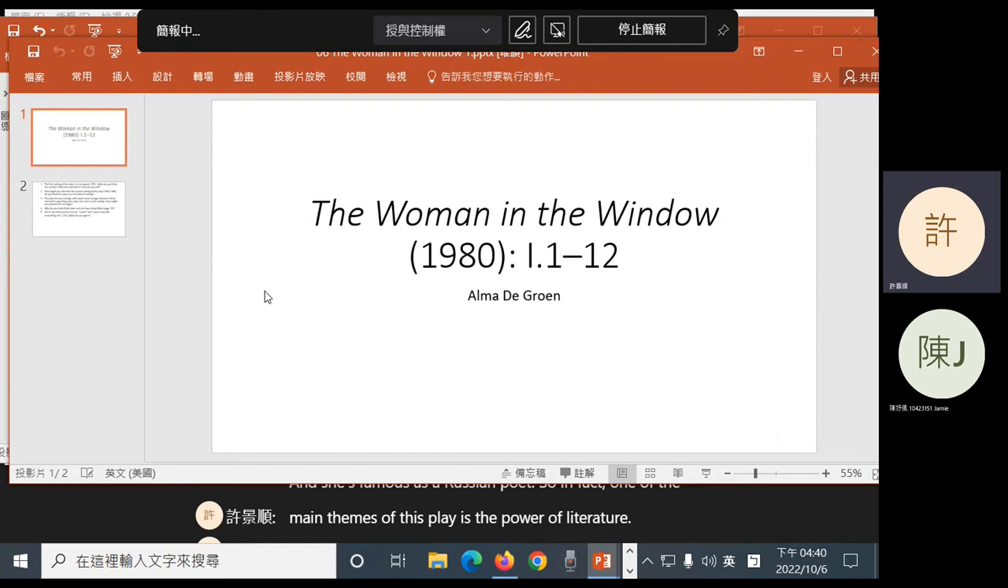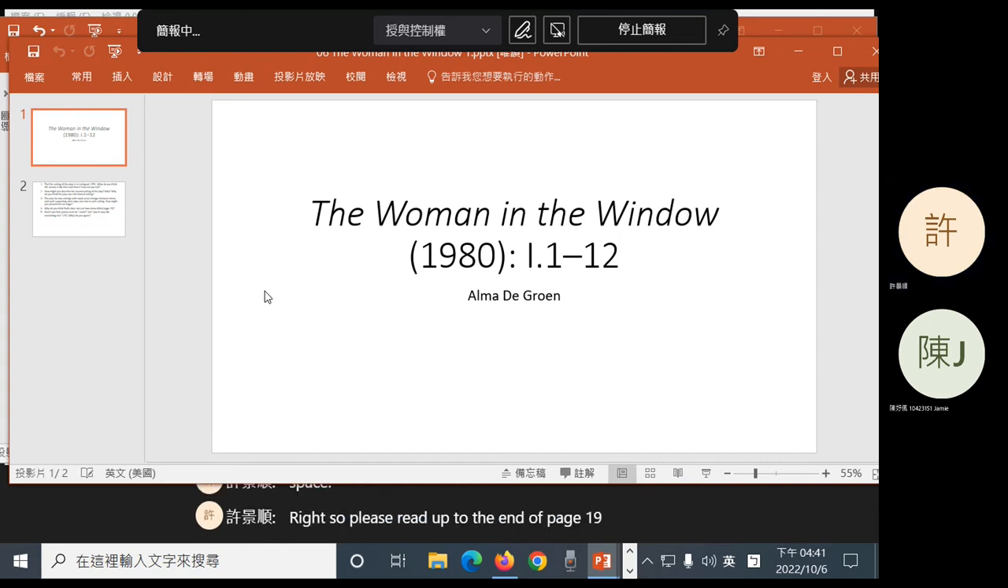Before next week, your homework is to read up to Act 1, Scene 12. This is on page 16. So you have to read up to the end of scene 12. So read up to page 19. It goes by very fast because it's a play. There's a lot of empty space. Right? So please read up to the end of page 19. See you next week.